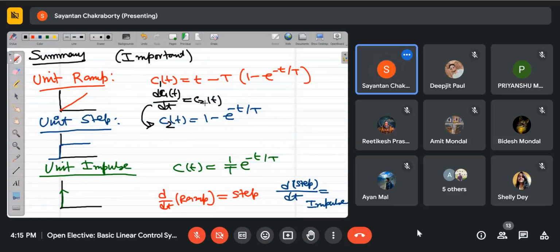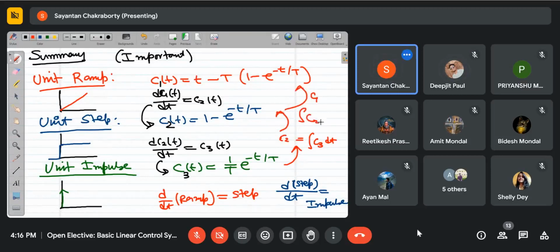তাই তো? Similarly, yes, sir. Or reverse করো, এটাকে ইন্টিগ্রেট করো, C2 কে ইন্টিগ্রেট করো, C1. মানে স্যার, এভাবে আমরা ইনপুট দিয়ে একটা ইউনিট স্টেপকে ইম্পালসে ট্রান্সফার করতে পারি। Exactly, you can just observe.